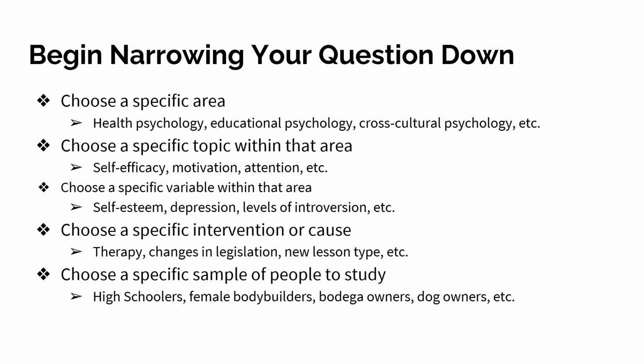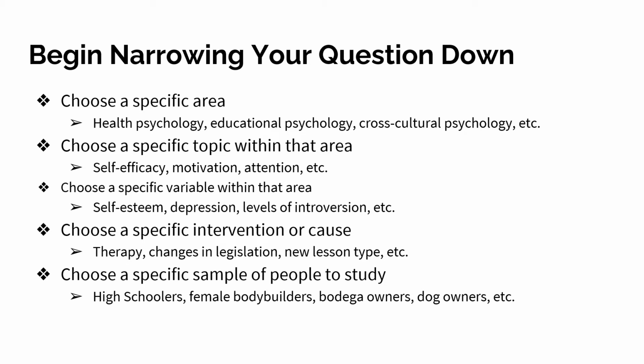Once you have your idea, you can begin fleshing out more of the specifics of your research question. You want to eventually choose a specific area. It can be any kind of branch of psychology: health psychology, educational psychology, cross-cultural psychology, social psych, anything that interests you or a class you really clicked with when you took it. You can also choose a more targeted area within that topic. Self-efficacy, motivation, attention, these are all great subtopics to explore.